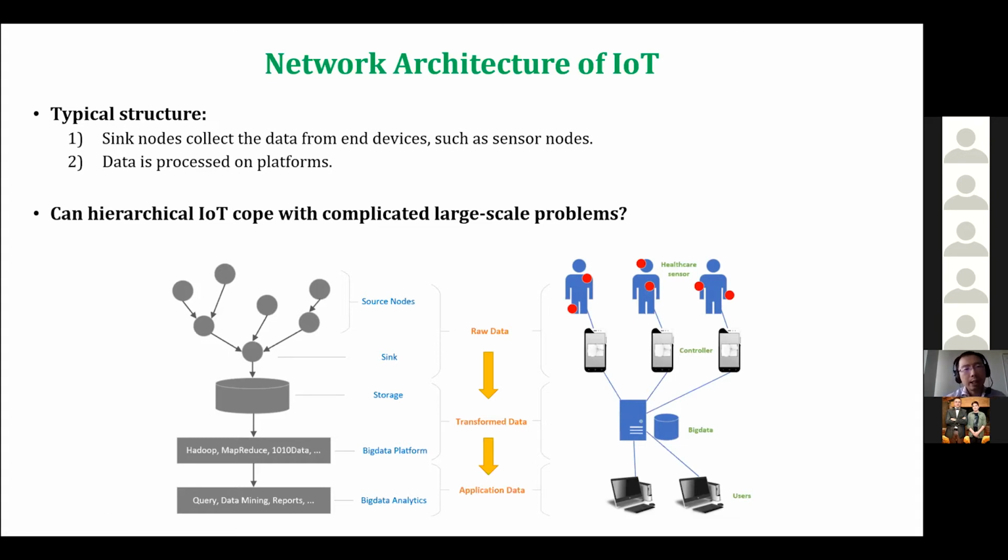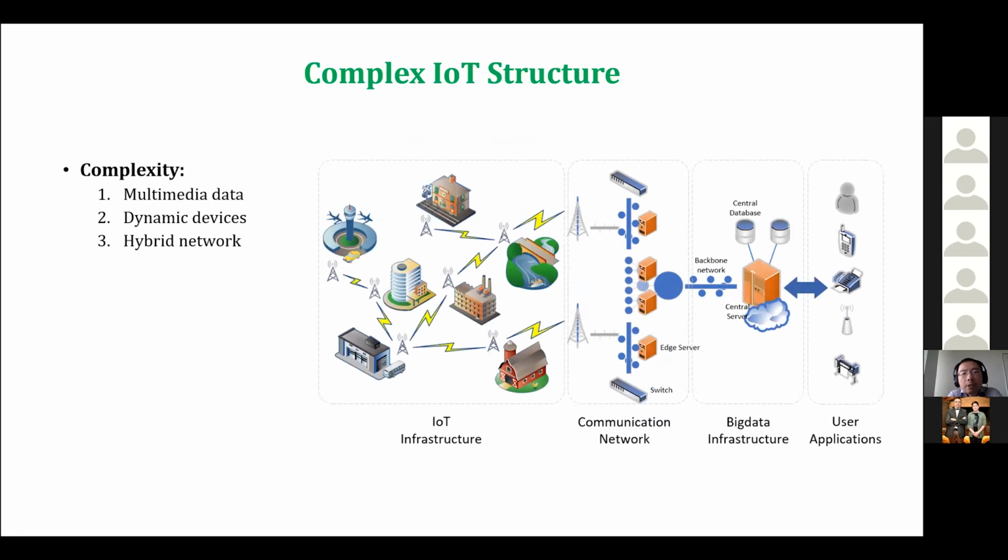Now the question is, can this hierarchical Internet of Things structure cope with complicated large-scale problems in agriculture? This is what we want to know. The answer from me is no. If we use this standard hierarchical IoT structure for agriculture, we cannot solve the problem. Why? Because it's too complicated.